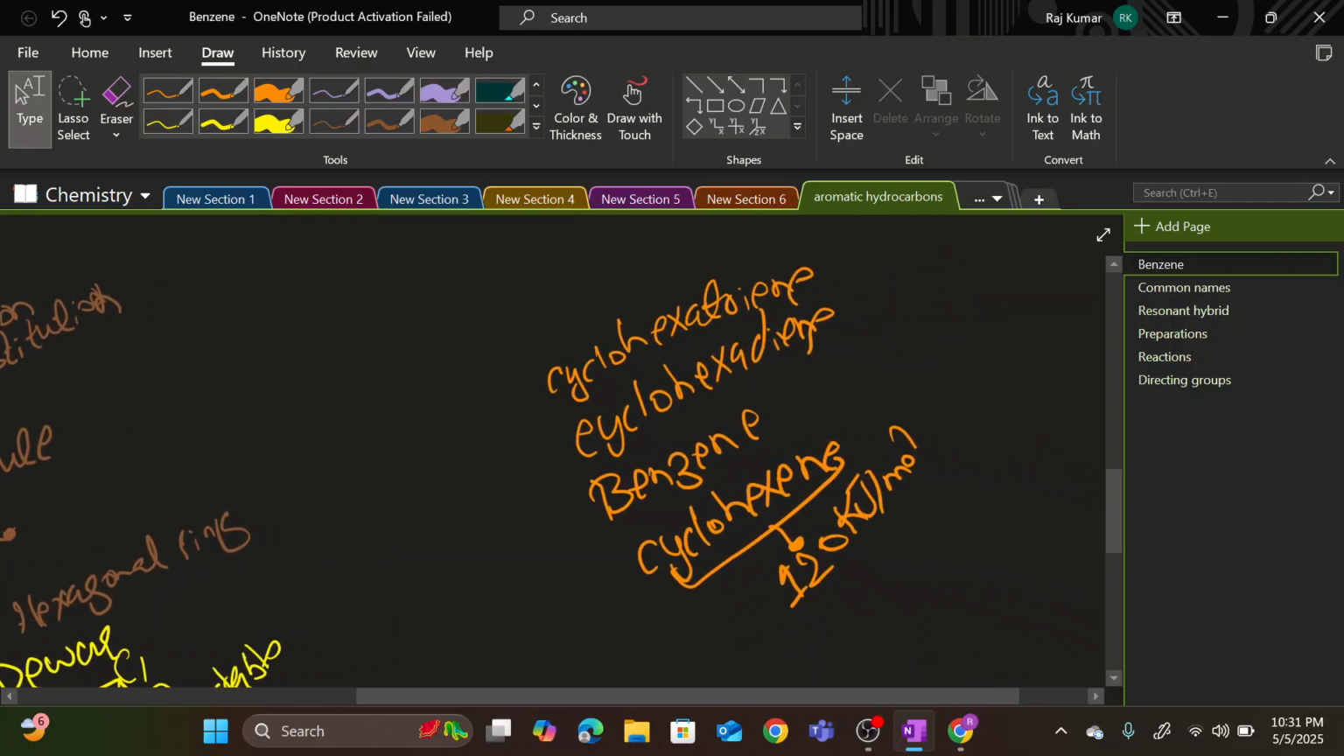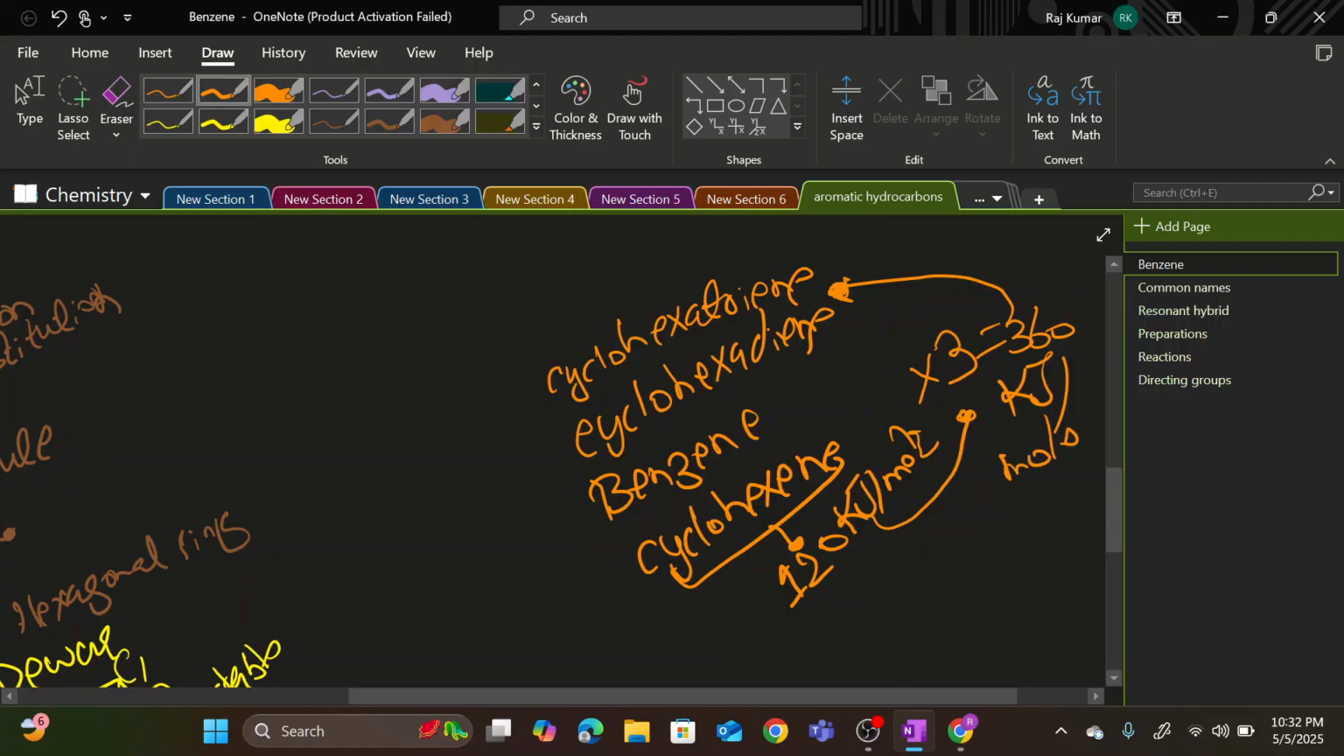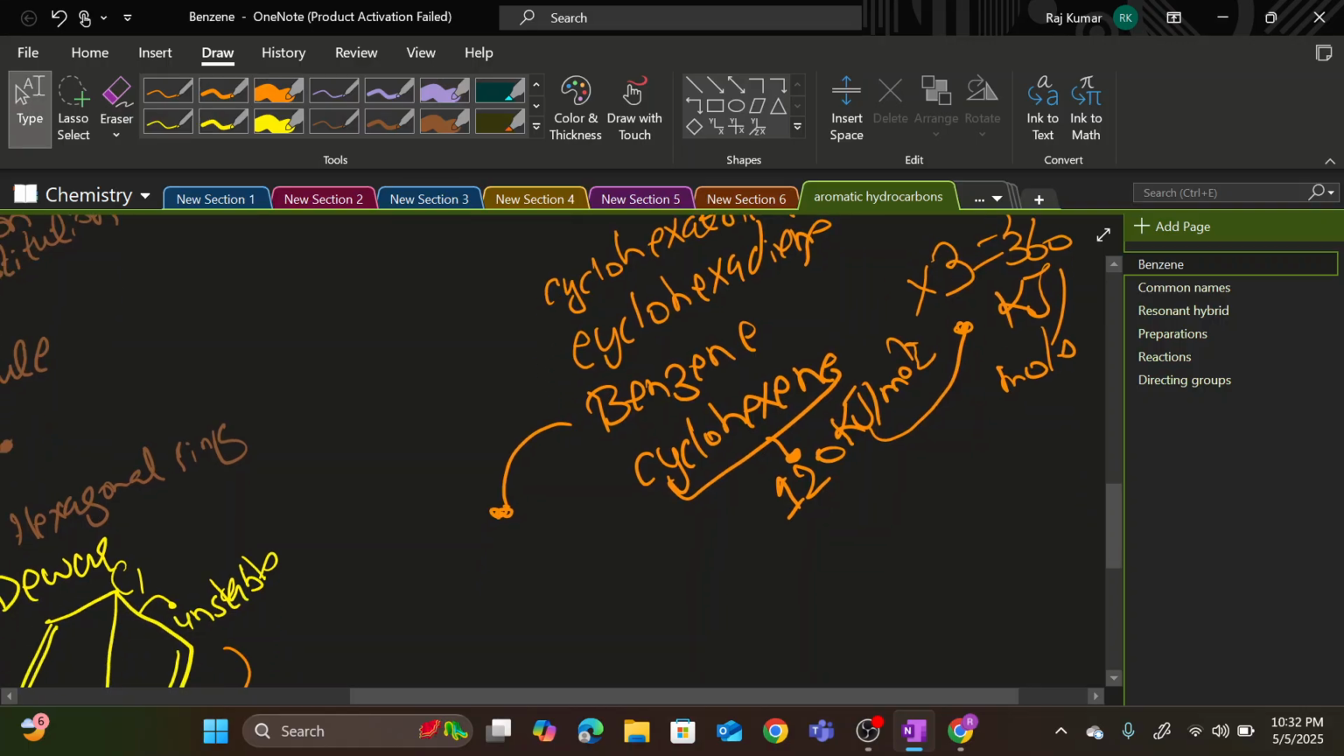Now, if you put it pretty simply, this was the heat when there was a double bond in the cyclohexane, but when I multiply it by 3, it can hypothetically be considered as cyclohexatriene, which is basically 360 kilojoule per mole. But when we actually calculated the heat of hydrogenation of benzene, it was found to be 208 kilojoule per mole.